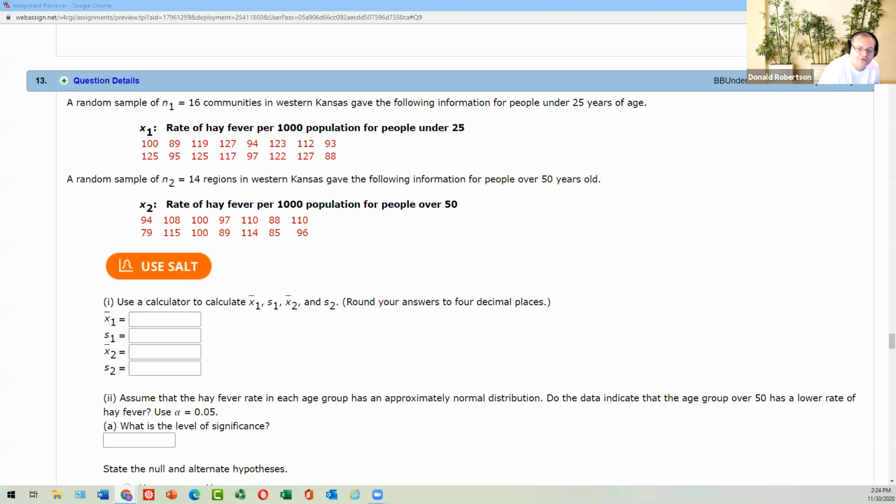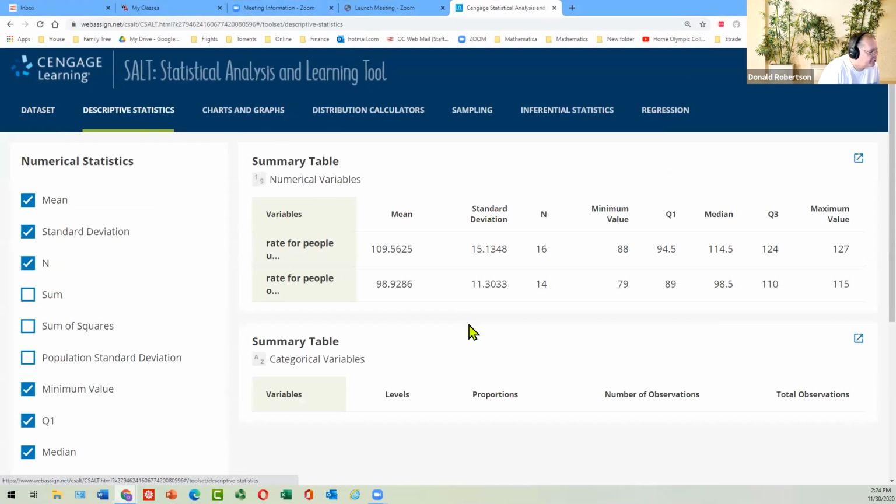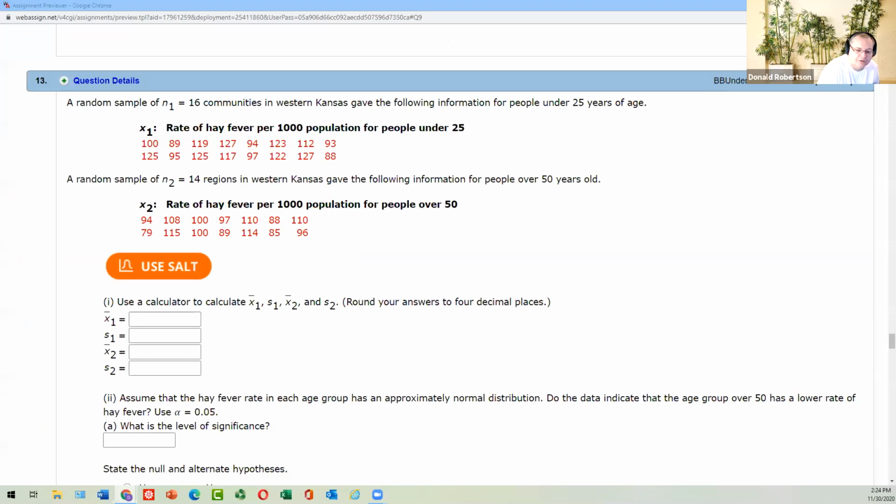So I'm going to hit use sort and descriptive statistics. The mean of the young people is this number. The standard deviation of the young people is this number. The mean hay fever of the older group, the standard deviation of the older group. So those are the numbers that in a few moments are going to be populated.